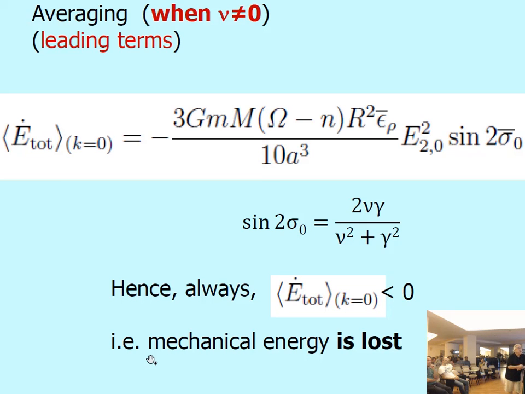What is interesting to see here is that this quantity sigma 2 sigma 0 is defined. It is this one, 2 times nu times gamma, etc. So, I have here omega minus n, and I have here nu. Nu is the semi-diurnal frequency, 2 omega minus 2 n. So, I have omega minus n here, and in fact, 2 times omega minus n here. So this by this, no matter if this is larger or smaller, will be positive. With a minus here, the result is negative. So we see that no matter what is happening, mechanical energy is being lost by the system. The mechanical energy is being lost and is being transformed into heat inside the body.